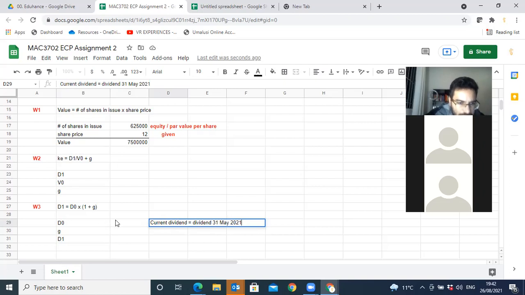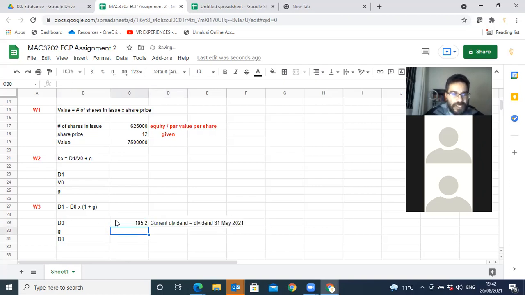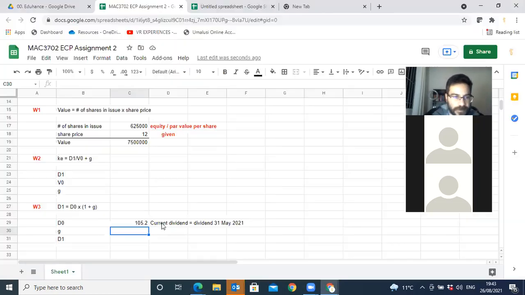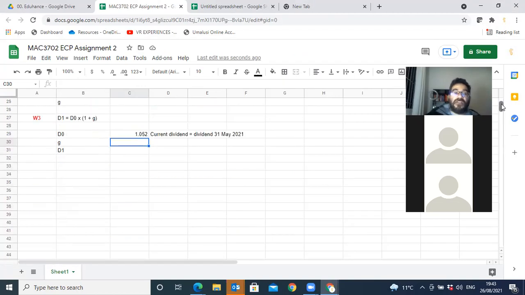Okay, so that was given as 105.20. Let me check again. It was given as 105.2. Oh, that's cents, so I'm going to convert it into rands. All I'm going to do to convert it into rands is, 100 cents in 1 rand, so divide by 100. So that is my dividend. Now I need growth. We know growth was not given, but we've got information to calculate growth.